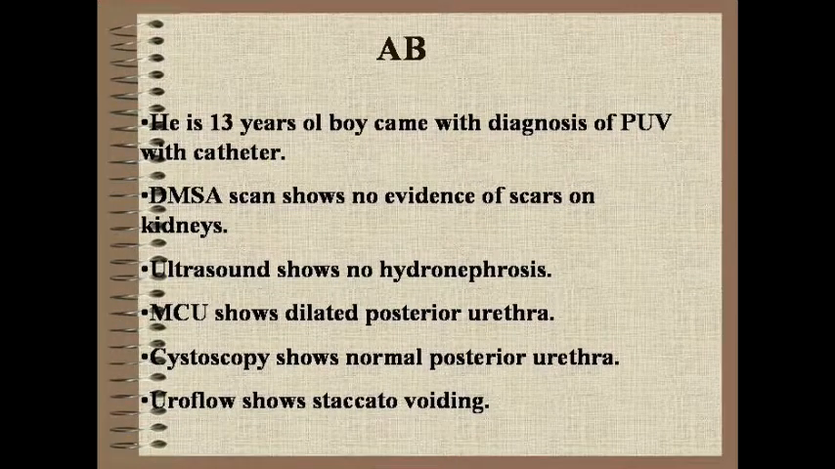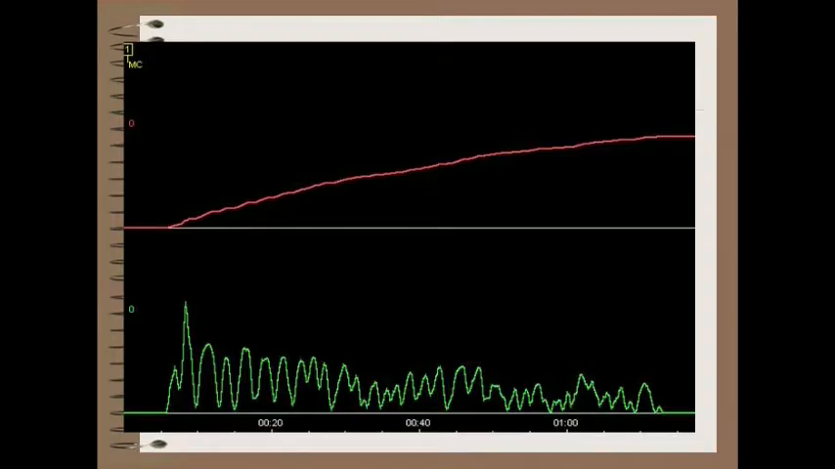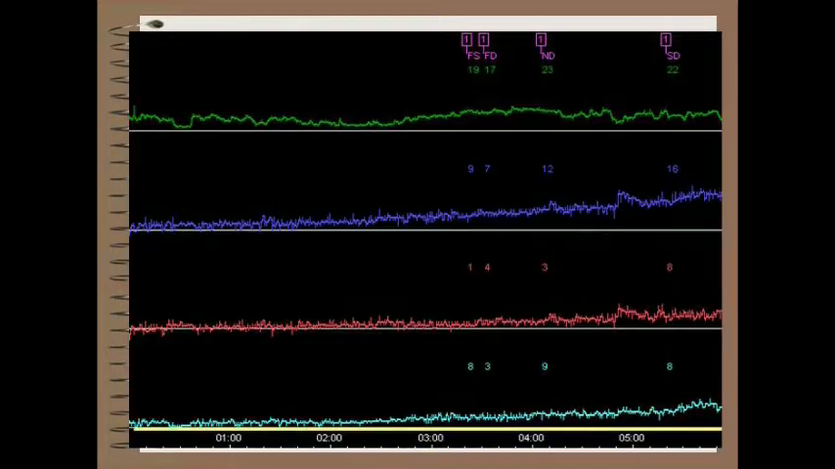This is a 13-year-old boy who came with suspected posterior urethral valves. DMSA had no scars. Ultrasound shows no hydronephrosis. MCU showed a dilated posterior urethra. Cystoscopy showed a normal posterior urethra, and the spine was normal. And this was his voiding pattern. I don't know, after Dr. Sripati's lecture, I'm a bit confused whether to call him staccato voiding or not, because I labeled him as a staccato voider, and this was his cystometry.